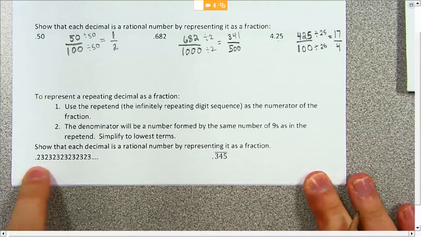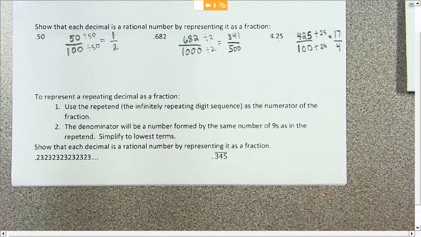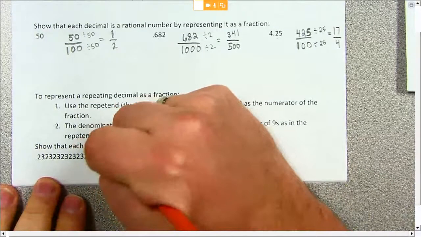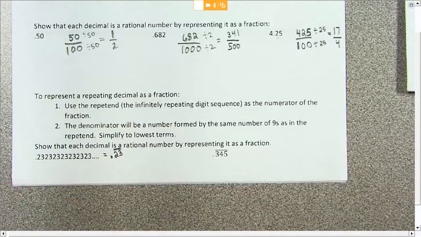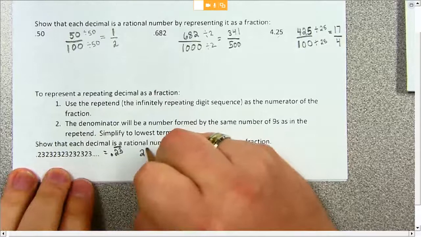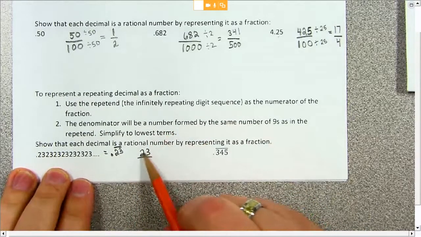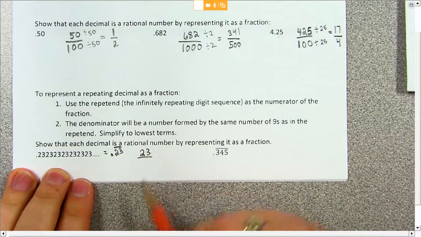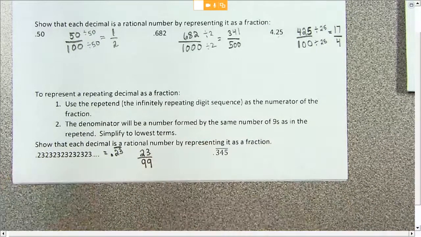So what is the repetend here? 0.2323232323. What's the repeating part? Just 23, right? So if I wanted to, I could rewrite this as 0.23 with a line over it, and that would mean the same thing. So I'm going to take 23 and write it over... How many digits are in the repeating part? 2. So I'm going to write this over 2 9s.